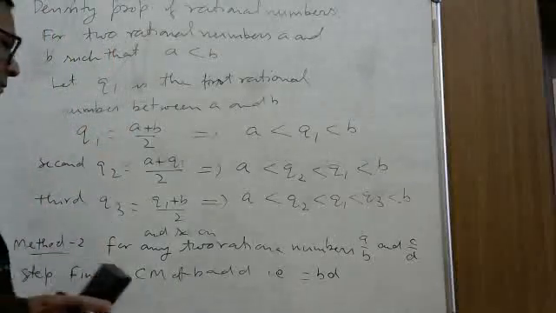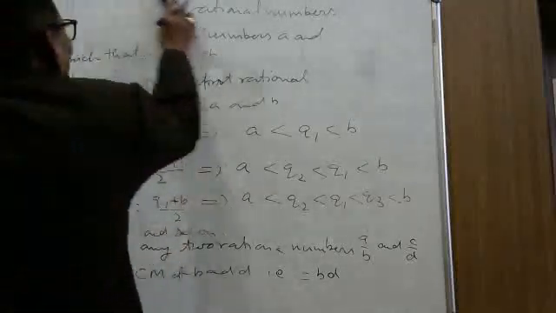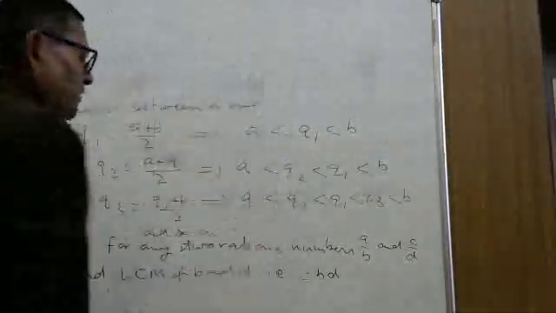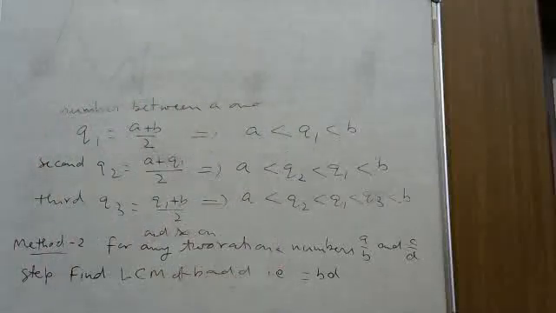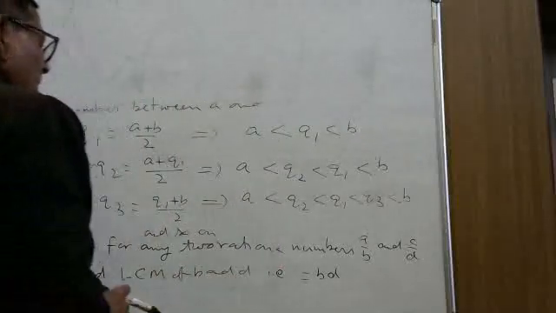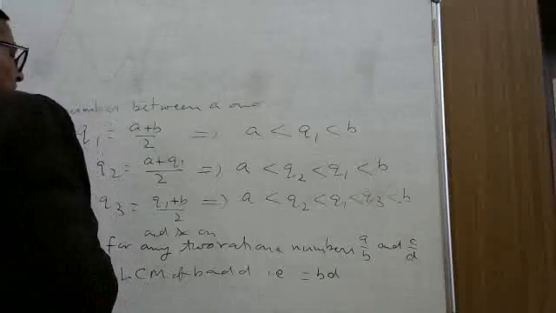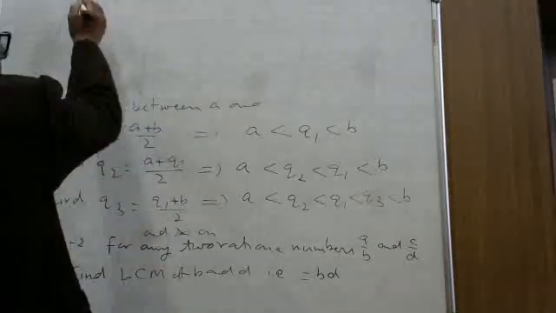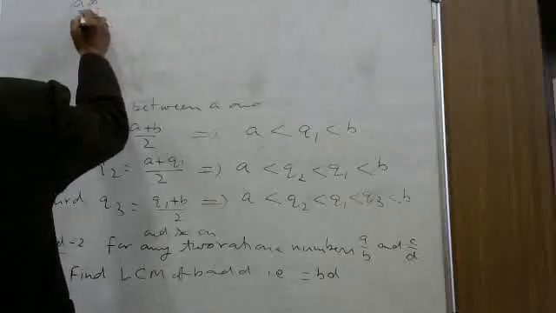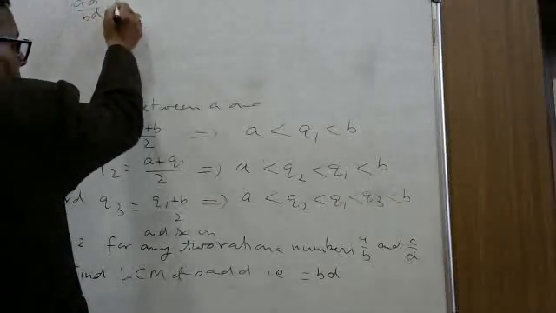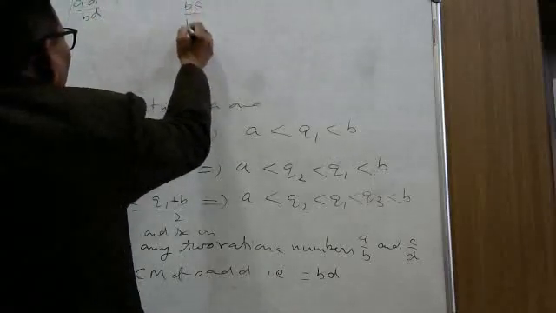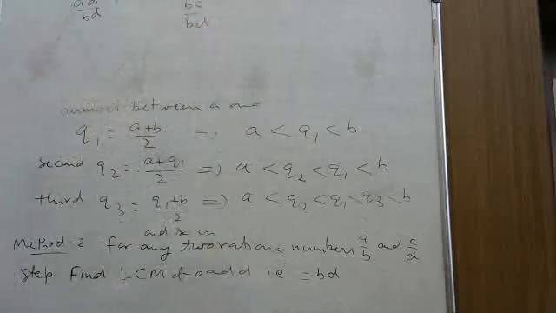In order to make the same denominator, you multiply numerator and denominator of the first rational number by d. It is AD by BD and BC by BD. Now you can see that the denominator of both the rational numbers becomes equal.